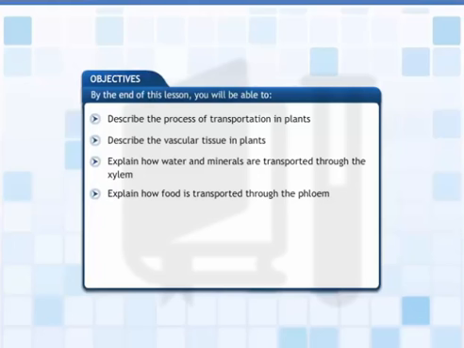By the end of this lesson, you will be able to describe the process of transportation in plants. Describe the vascular tissue in plants. Explain how water and minerals are transported through the xylem. And explain how food is transported through the phloem.